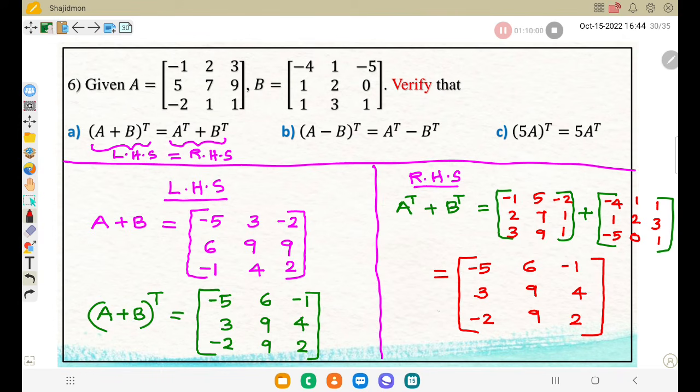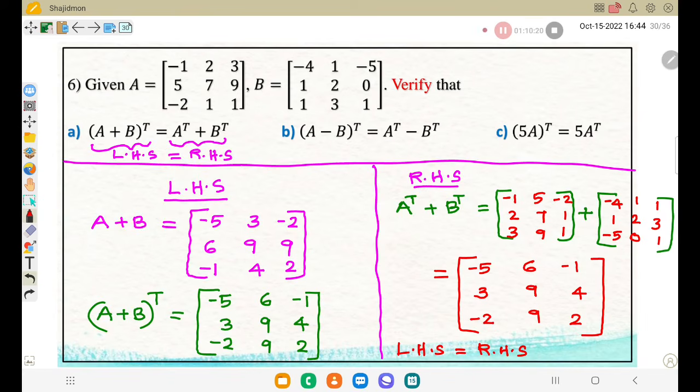So now we can check whether these two matrices are the same or not. It is the same, correct? So left hand side equals right hand side. Hope you understood this question: how to verify (A + B) transpose equals A transpose plus B transpose.